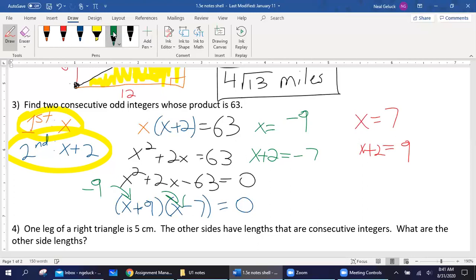So I really have 2 possibilities. Either it's 7 and 9, which is probably ones you could have guessed at the beginning of the problem. They do multiply to 63. But what people will often forget is that -9 and -7 also are consecutive odd numbers, and they also multiply to 63.